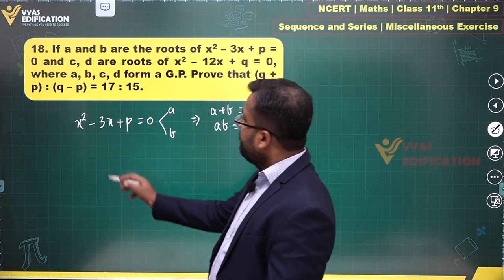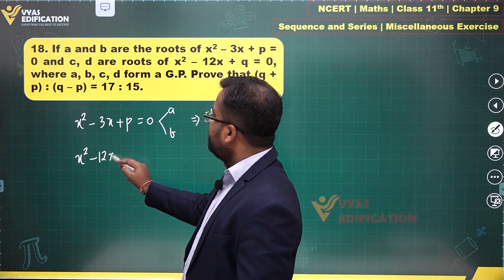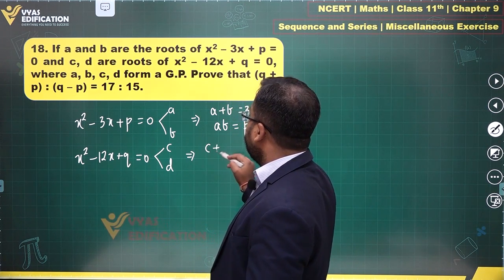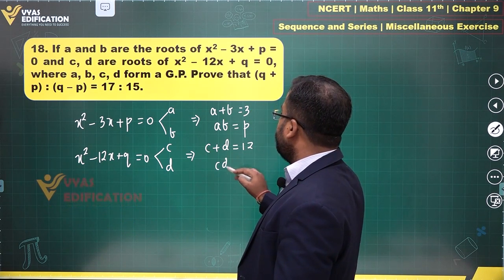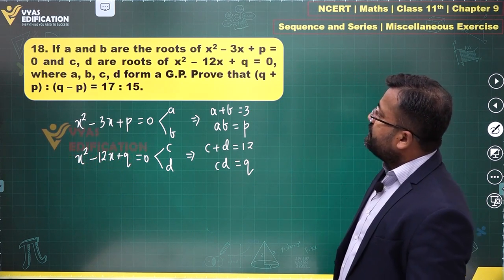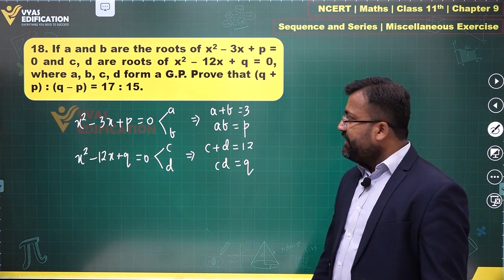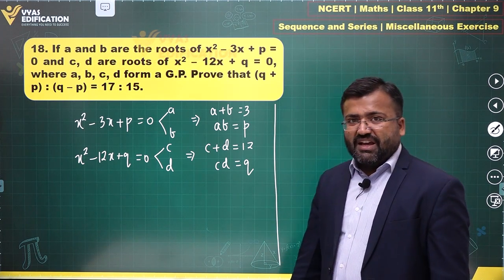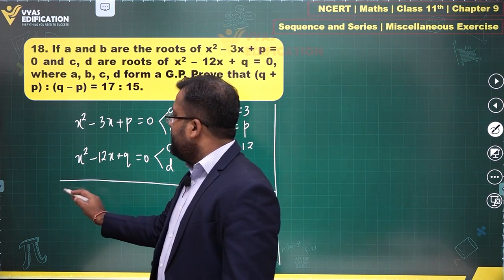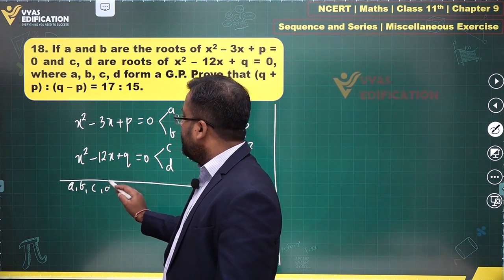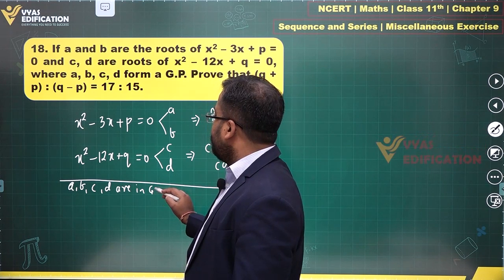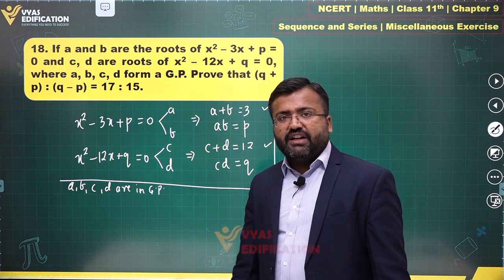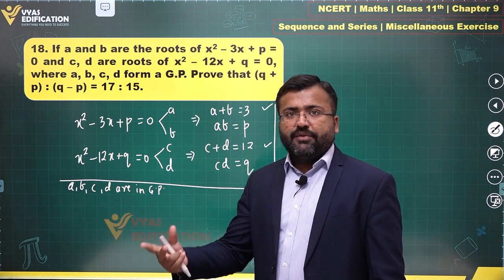The other equation is x² − 12x + Q = 0, and the roots are C and D. This implies C + D = 12, and the product CD = Q. That's what we know. A, B, C, D form a GP. If it is given that A, B, C, D form a GP, then the ratio of Q + P and Q − P is being asked, right? So if A, B, C, D are in GP, and I know A + B, I know C + D, can I form that GP in terms of two variables, that is A and common ratio R? Yes.